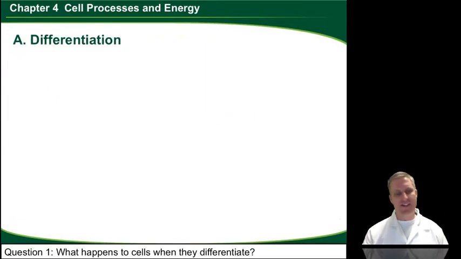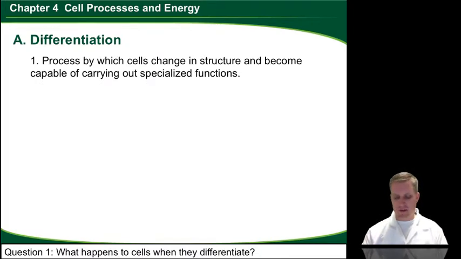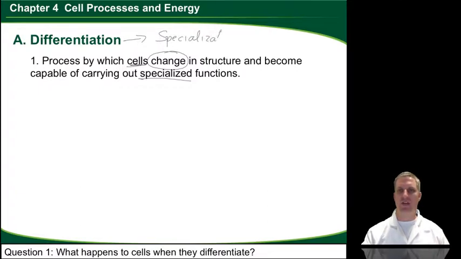So what is differentiation? That's a big word which refers to the process by which cells change. This is important. Cells change in structure and become capable of carrying out specialized functions. So when we talk about differentiation, we're actually talking about specialization. That's a really important term to understand. Not all cells are designed to do the same things. Certain cells have specific structures and specific functions that they have to be responsible to deal with.